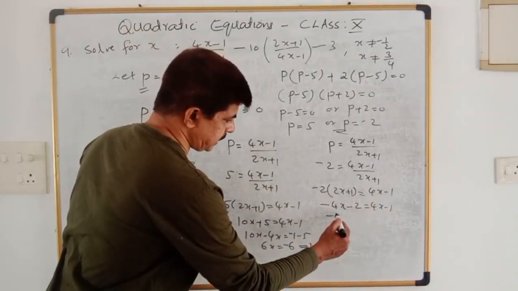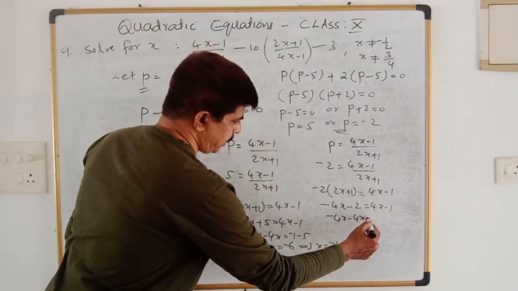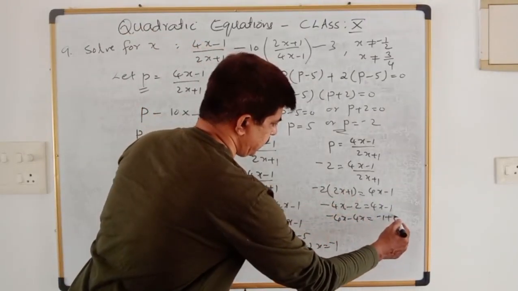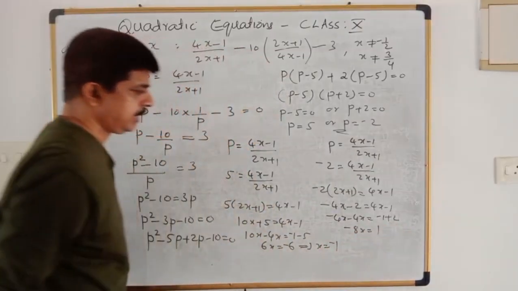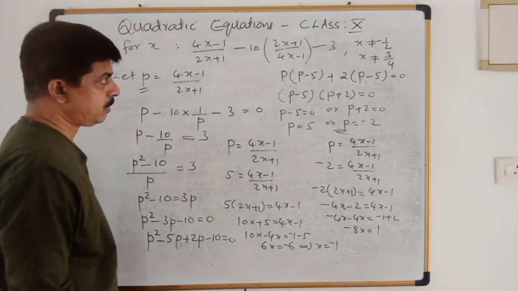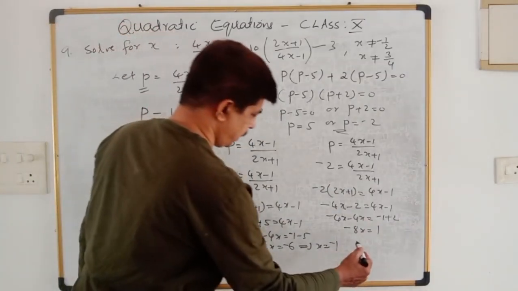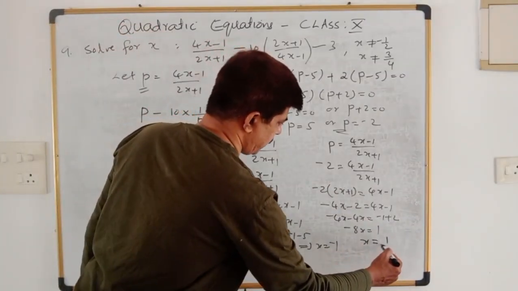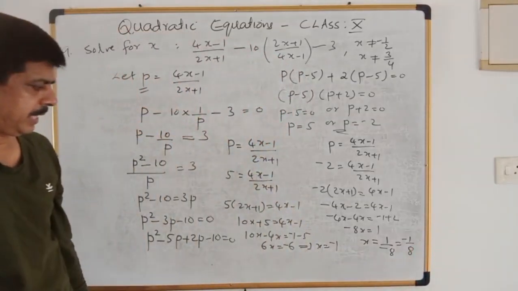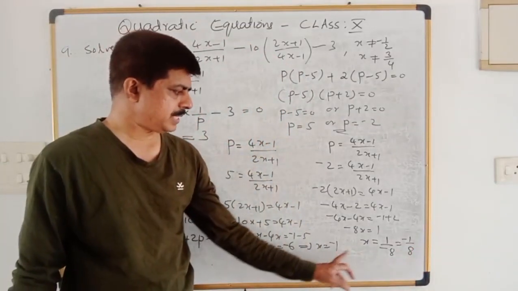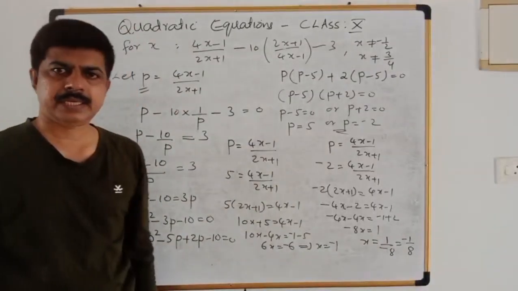So taking the variable this side, minus 2 will be shifting to the right side. So negative 8x is equal to 1. What is x? We got x value 1 by negative 8, that is equal to negative 1 by 8. So we got the value of x. One is negative 1, another one is negative 1 by 8.